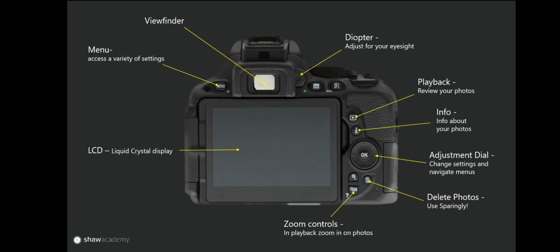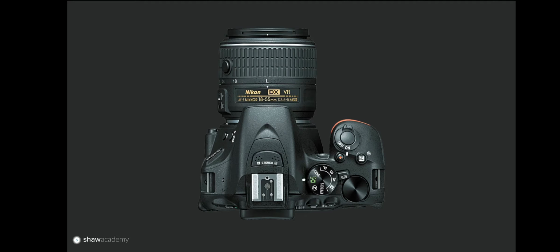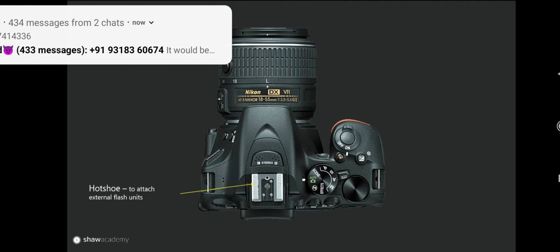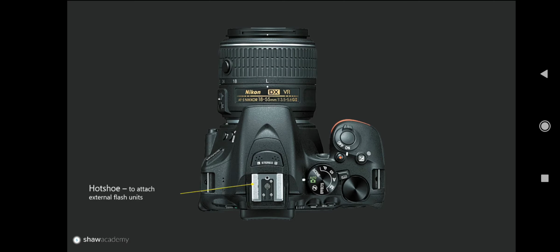Very, very important. Looking at the top of the camera, let's have a look at some of the modes and the buttons and the dials here. So the first thing to have a look at is this attachment. Not every camera has them, but DSLRs and mirrorless cameras certainly will. And this is a hot shoe. And this is basically to attach external flash units.